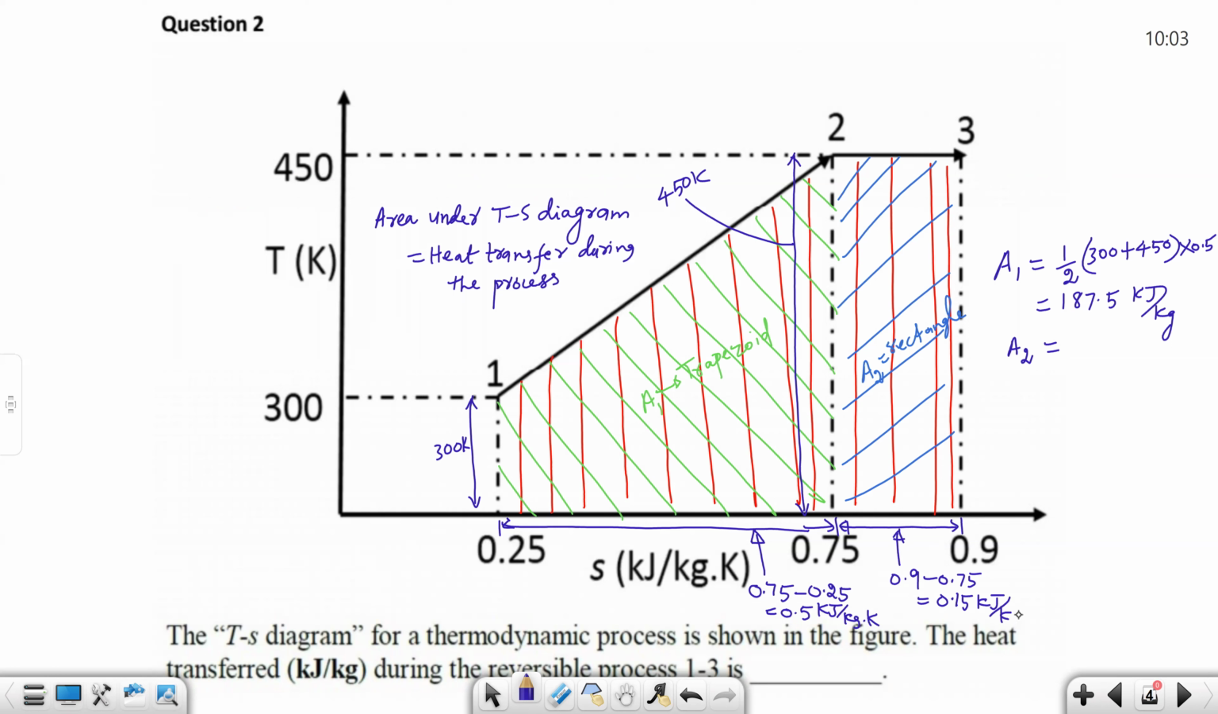0.15 kilojoule per kilogram. So area A2 is 450. It is a rectangular area. 450 into 0.15 is 67.5. So the heat transfer in the process 1 to 3 is equal to A1 plus A2.